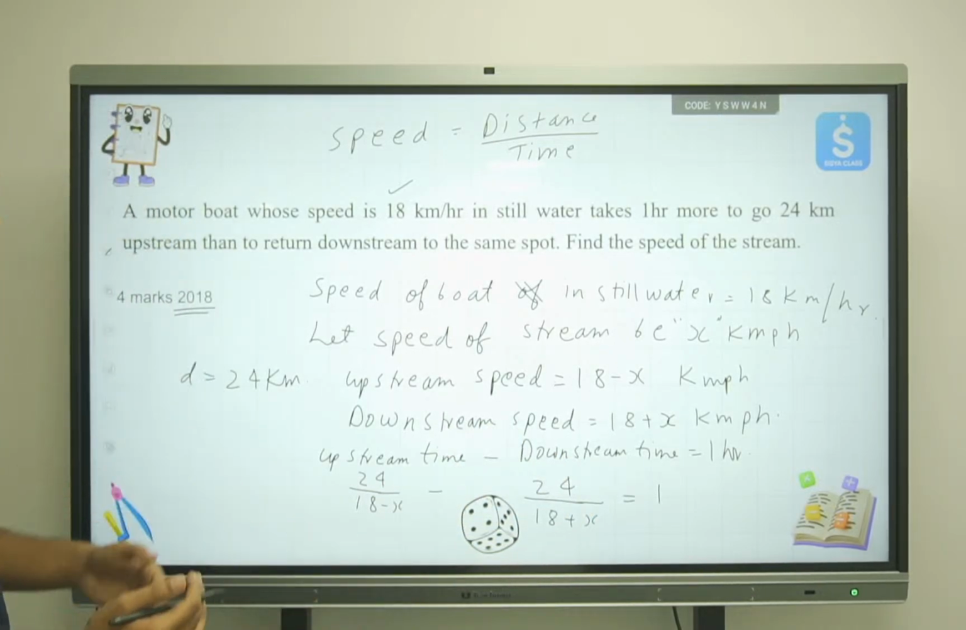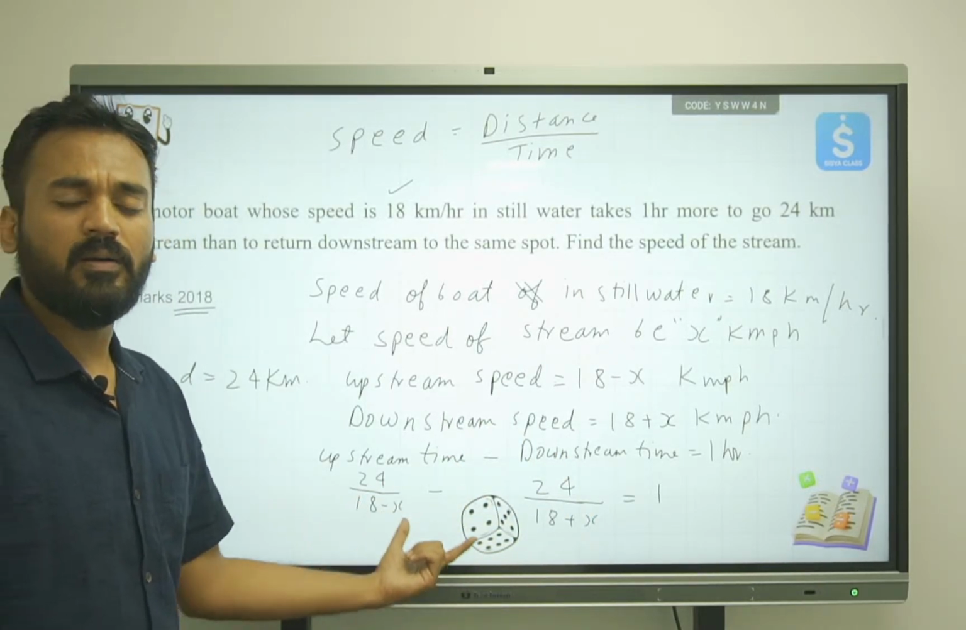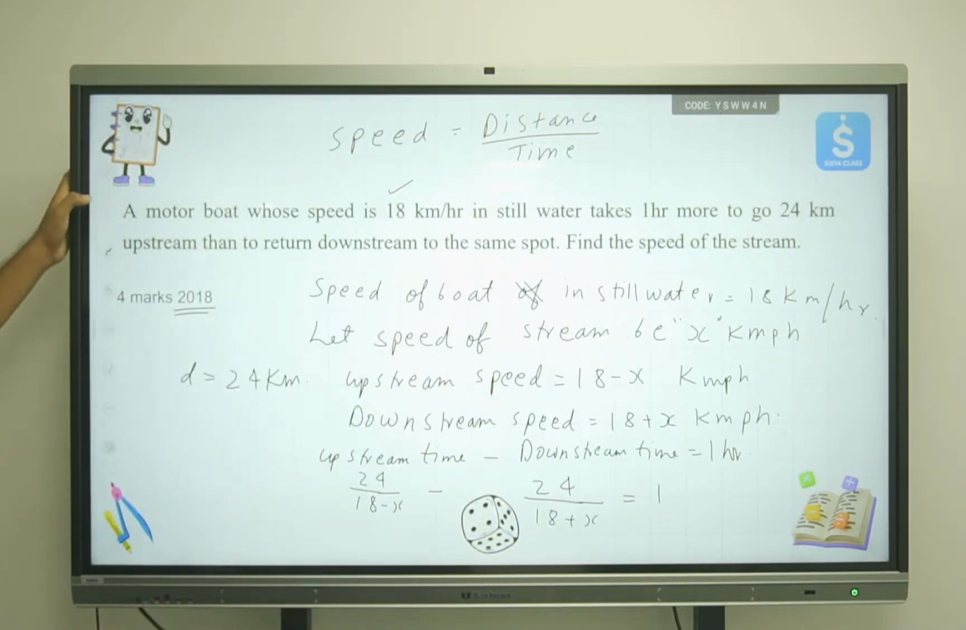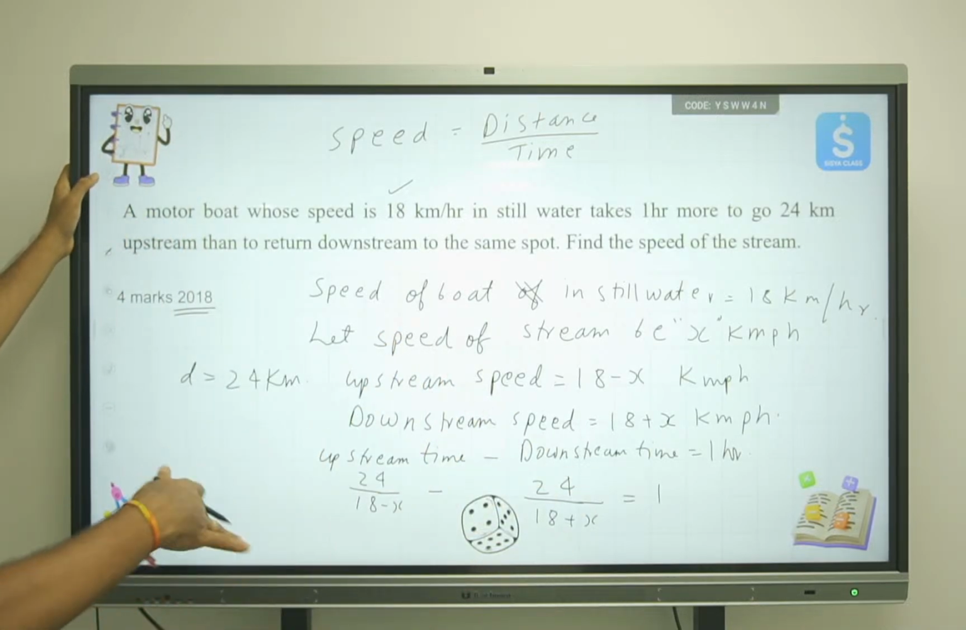So this is the equation which we have gotten now. Let's simplify this equation. Obviously we'll be getting a quadratic equation which we need to solve further to get the answer. Let's move ahead to the next slide and simplify this equation.